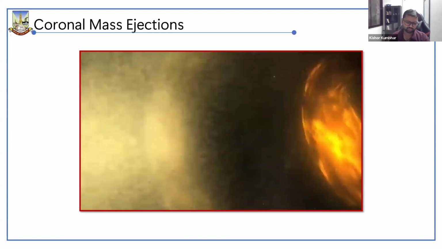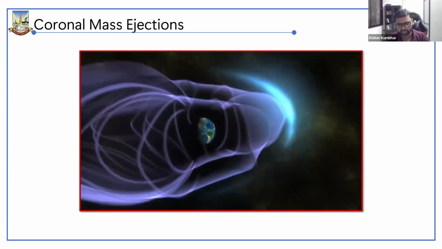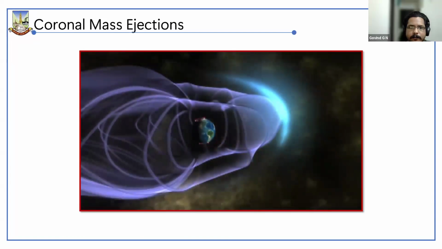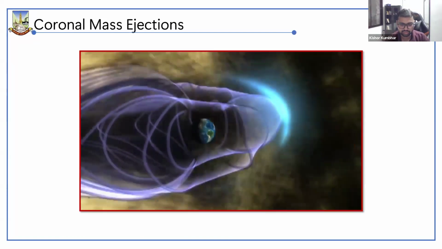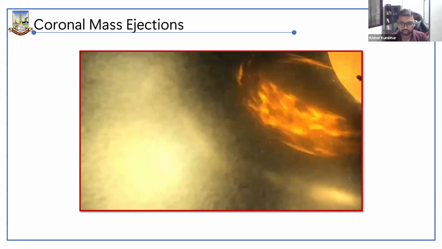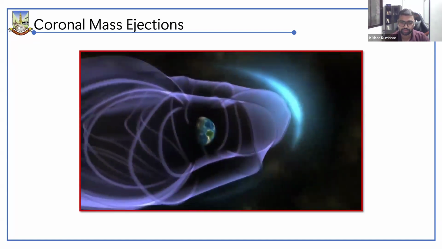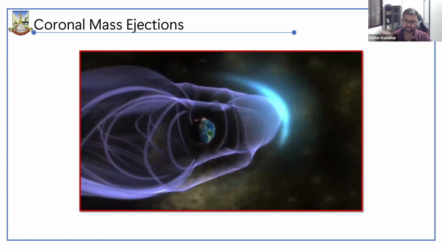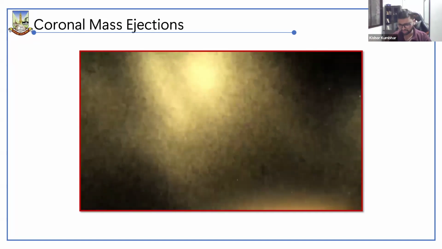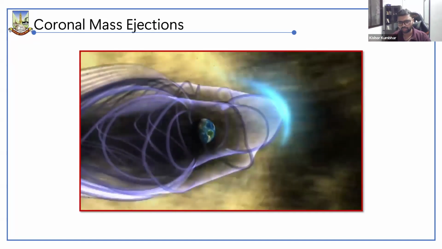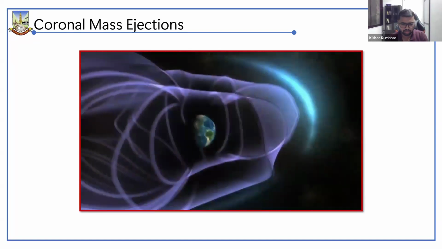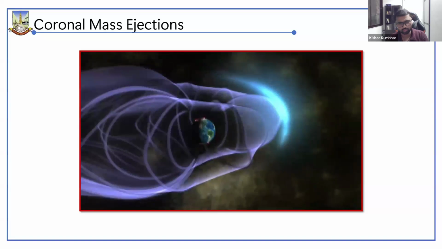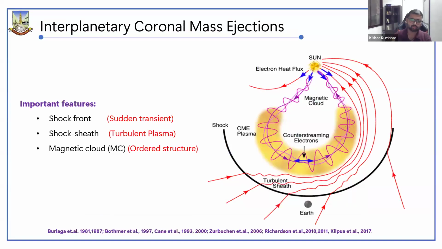Let us start with something with which we all are familiarized, that is the coronal mass ejections or CMEs. Basically, we know that the coronal mass ejections are large-scale eruptions occurring on the surface of the sun, through which a large amount of magnetized plasma is expelled into the interplanetary space, where it then expands and propagates into the heliosphere. So we know that there is an interplanetary counterpart of the coronal mass ejection, which is called the interplanetary coronal mass ejection, or ICME in short.